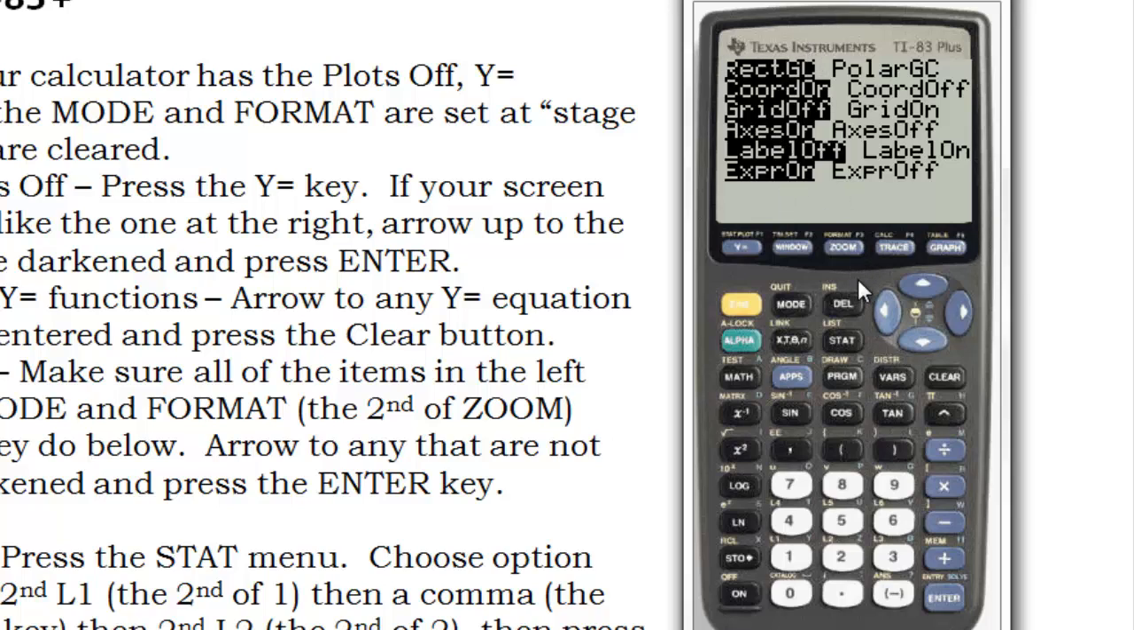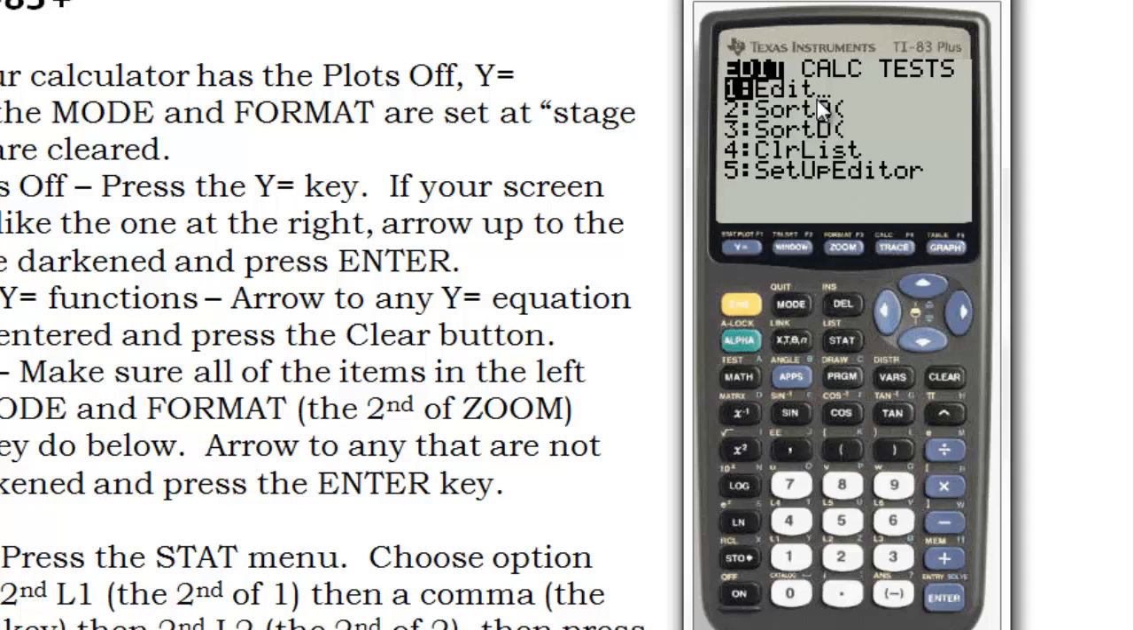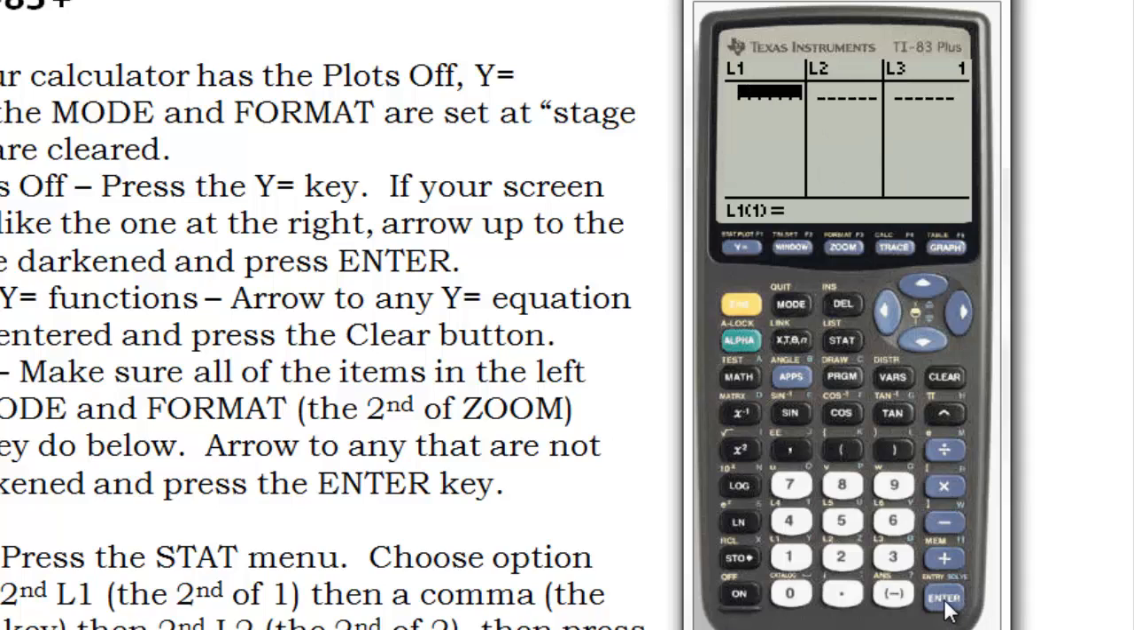The last step in setting up your calculator is to clear lists. So we're going to click on the stat menu. And if there are any lists here, we want to make sure that they're completely clear. The easiest way, if you have a lot of data in there, is to arrow up, press clear, and do the same thing for L2, L3, and so on if necessary.